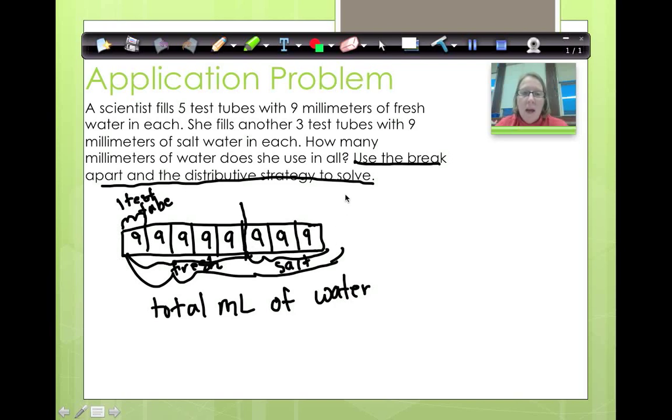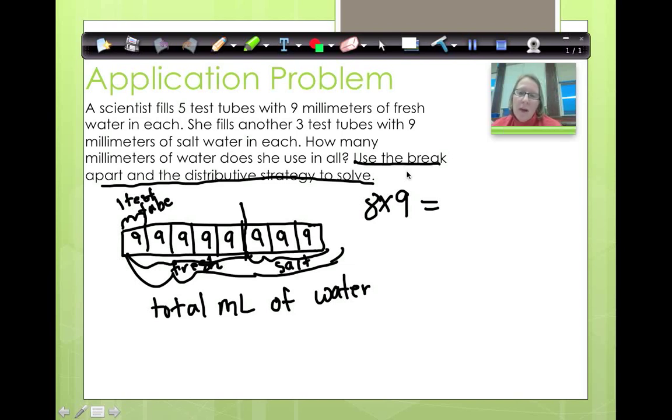Now, how many millimeters of water does she use in all? Okay, so how many groups of 9 do I have? Let's count. 1, 2, 3, 4, 5, 6, 7, 8. So 8 groups of 9. Now it wants us to use the break apart and the distributive property.